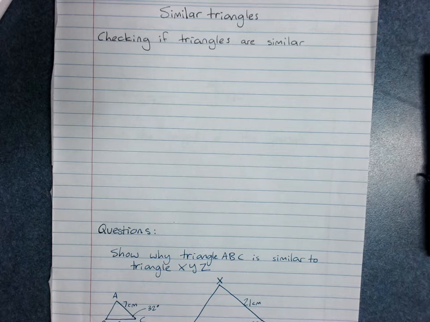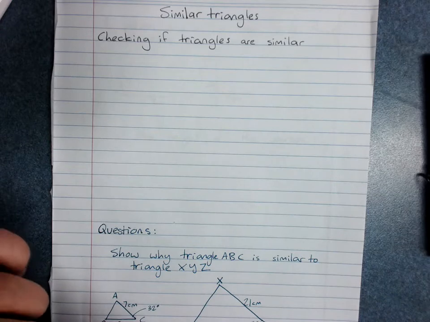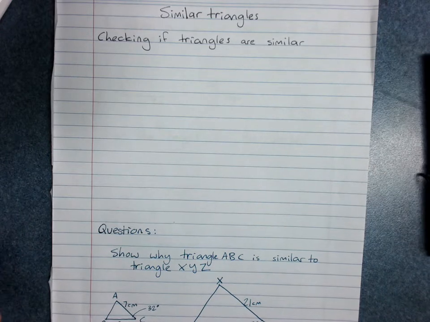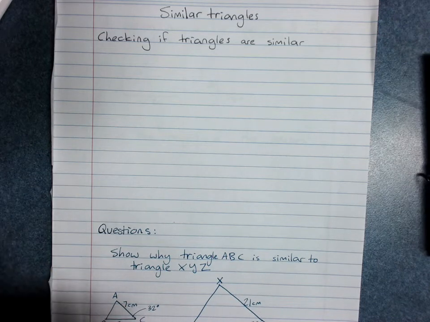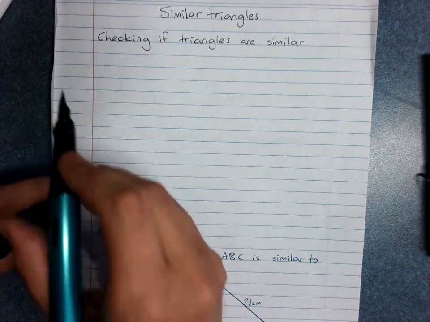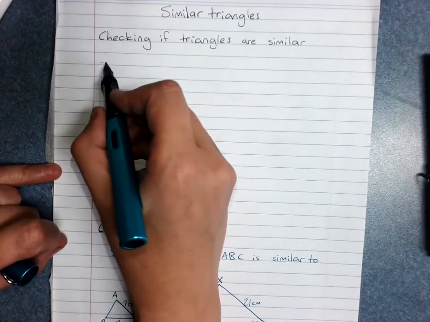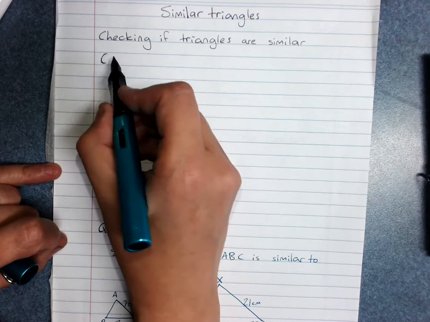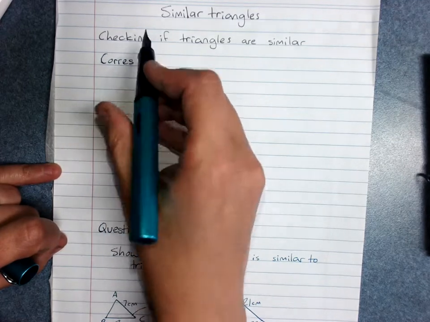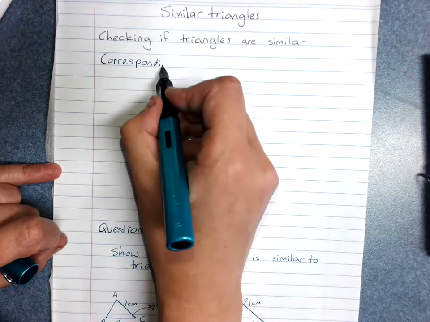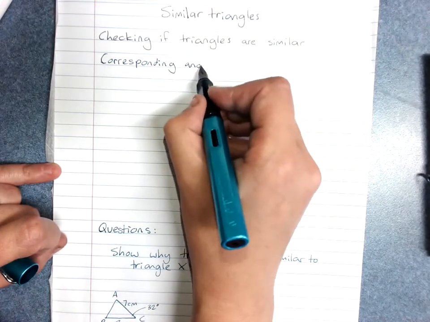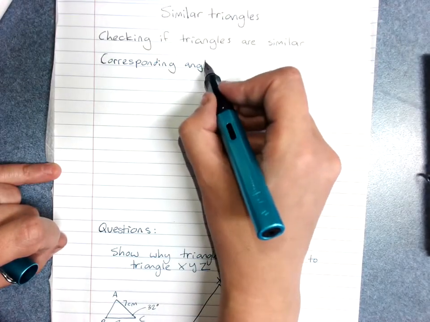Similar triangles. Similar triangles have the same characteristics as similar shapes, but there are a set of rules for checking or testing whether two triangles are similar. And any of these possible sets of conditions will work. If two pairs of corresponding angles are equal, then you can say the triangle is similar.